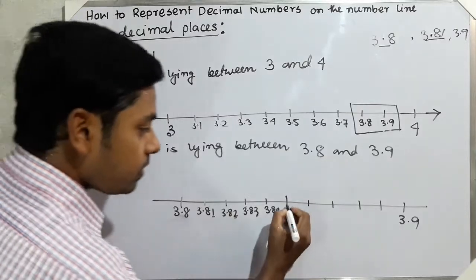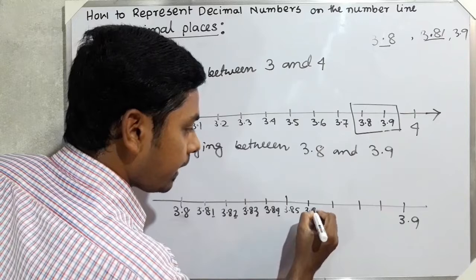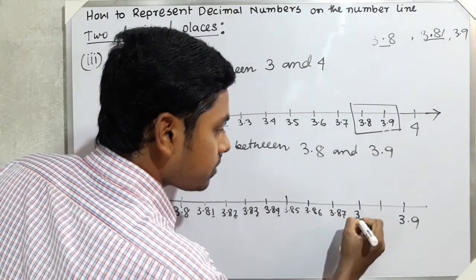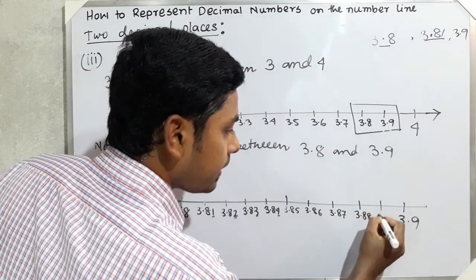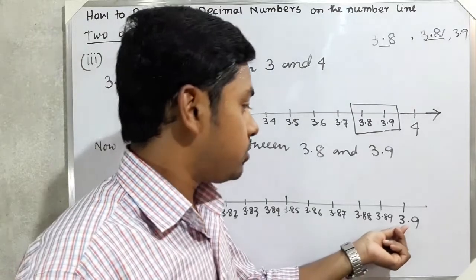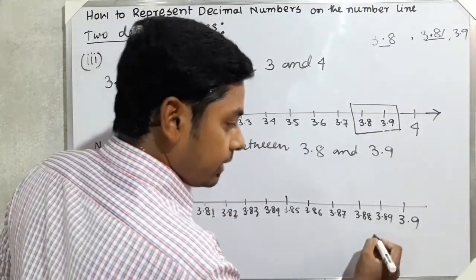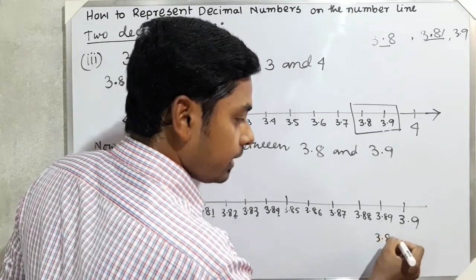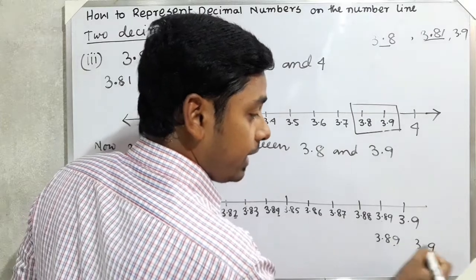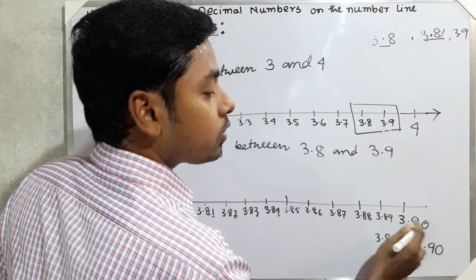क्लियर? सो दिस वन विल बी 3.85, 3.86, 3.87, 3.88, 3.89, then 3.9. क्लियर? 3.89, दैट मीन्स इसके बाद क्या आएगा 3.89, इसके बाद क्या आएगा 3.89, 3.89 दैट मीन्स 3.90. 3.90 तो यही तो है, इसमें अगर 0 लगा दोगे तो वही तो है 3.9.